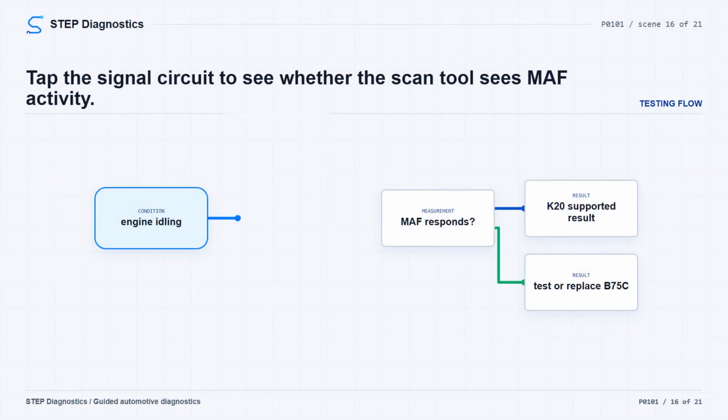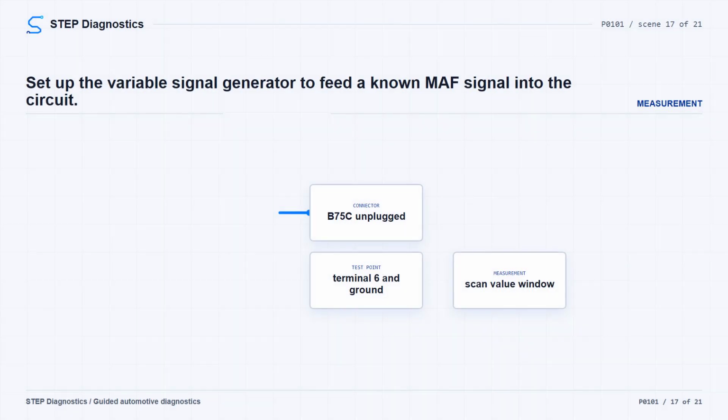With the engine idling, use the appropriate diagnostic test probe and be ready to repeat the action several times. Rapidly tap a 3A fused jumper wire between signal circuit terminal 6 and ground while monitoring the MAF sensor parameter. The parameter should be greater than 0 Hz. If it stays at 0 Hz during this test, replacement of the K20 engine control module is supported. If it responds greater than 0 Hz, continue by testing or replacing the B75C multifunction intake air sensor. Only do this check after circuit testing has been completed.